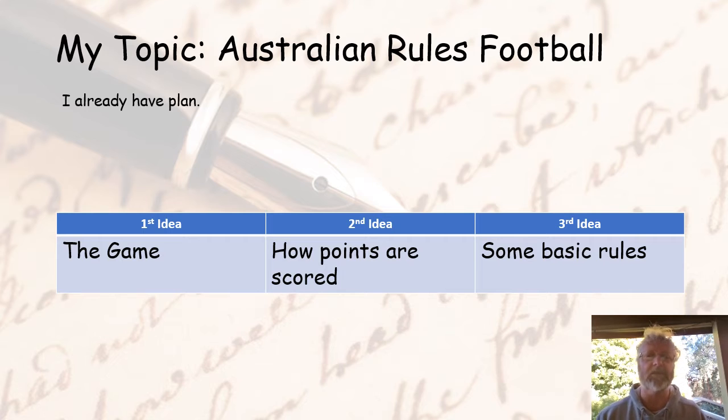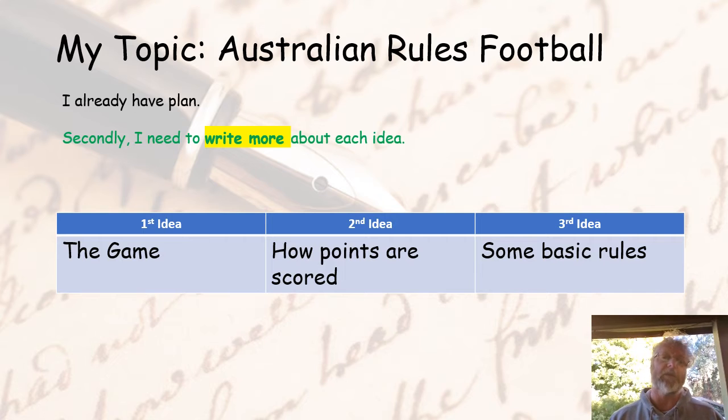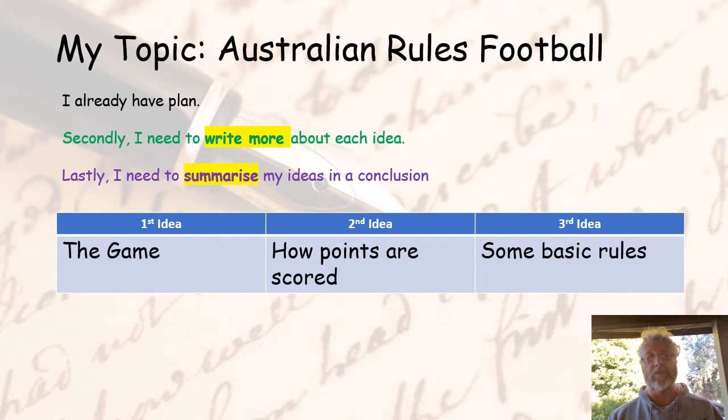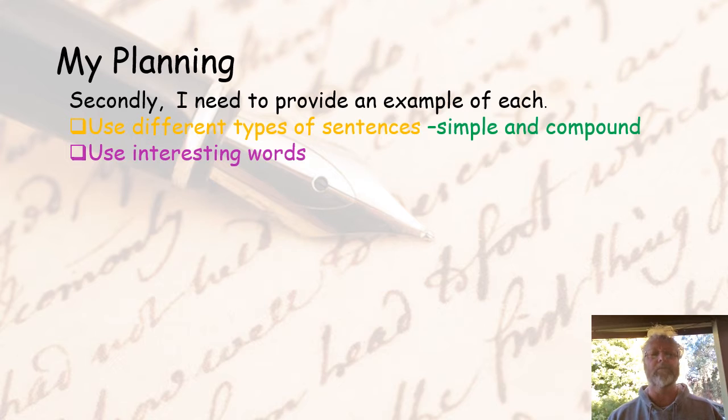So to show you what I did yesterday, this is my plan. I had 3 ideas: to talk about the game, how points are scored, and some basic rules of the game. So what do I need to do next? Well, I need to write more about each idea. I've got my ideas, but I need to tell you more about them. And of course, at the end, I need to bring it all together and write a summary.